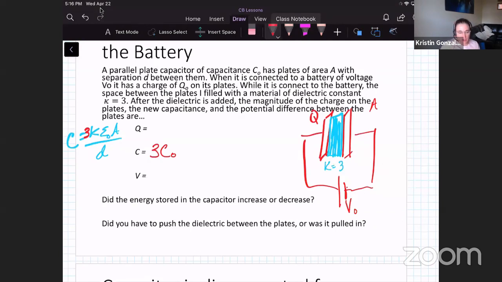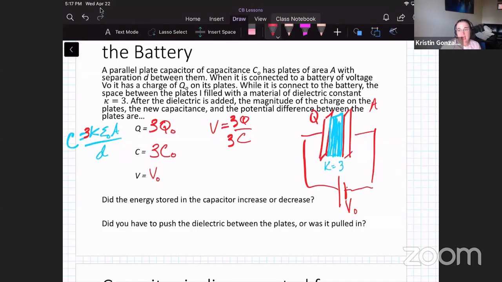Okay, what about the charge? How can we relate the charge? And what's going to stay the same? If it's connected to the battery still, what should stay the same? That voltage drop. So our V is going to be equal to V naught, or 1 times V naught. And then if we want to relate the charge, we know that V is equal to Q over C, or C is Q over V. If V is staying the same, if C is 3 times as much, what has to happen to Q? It's got to be 3 times as much.